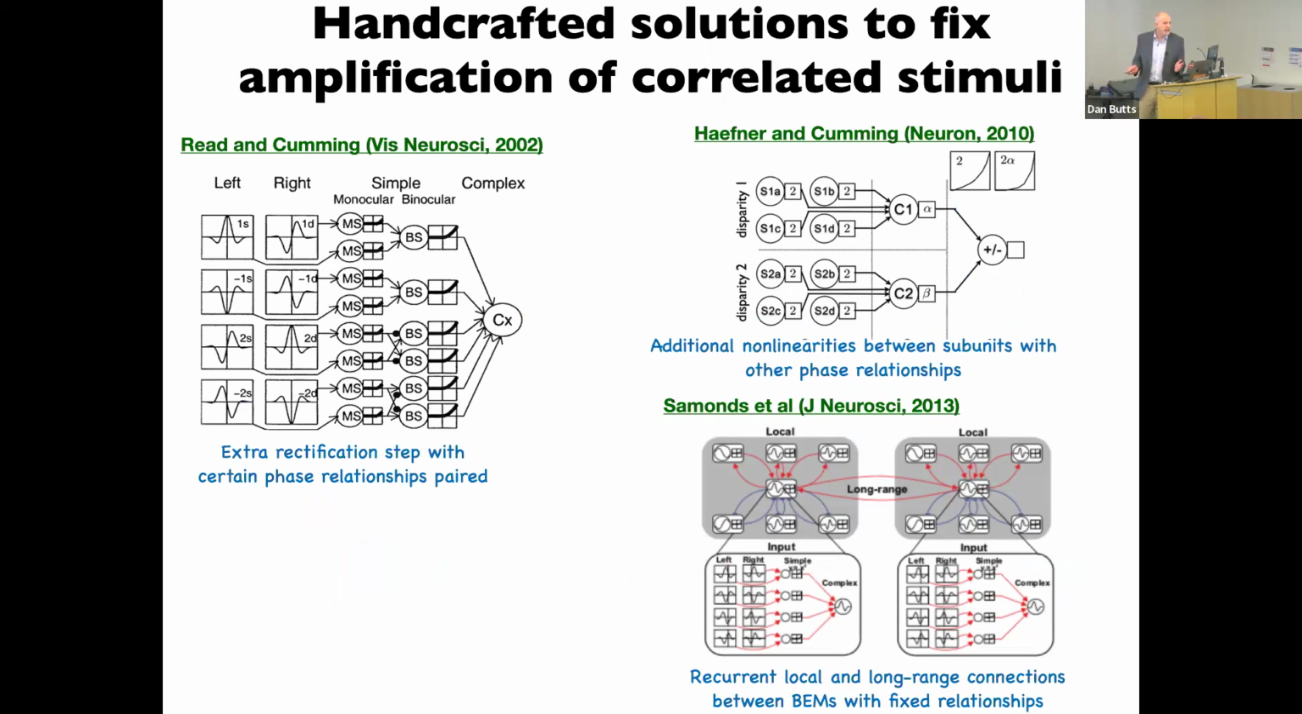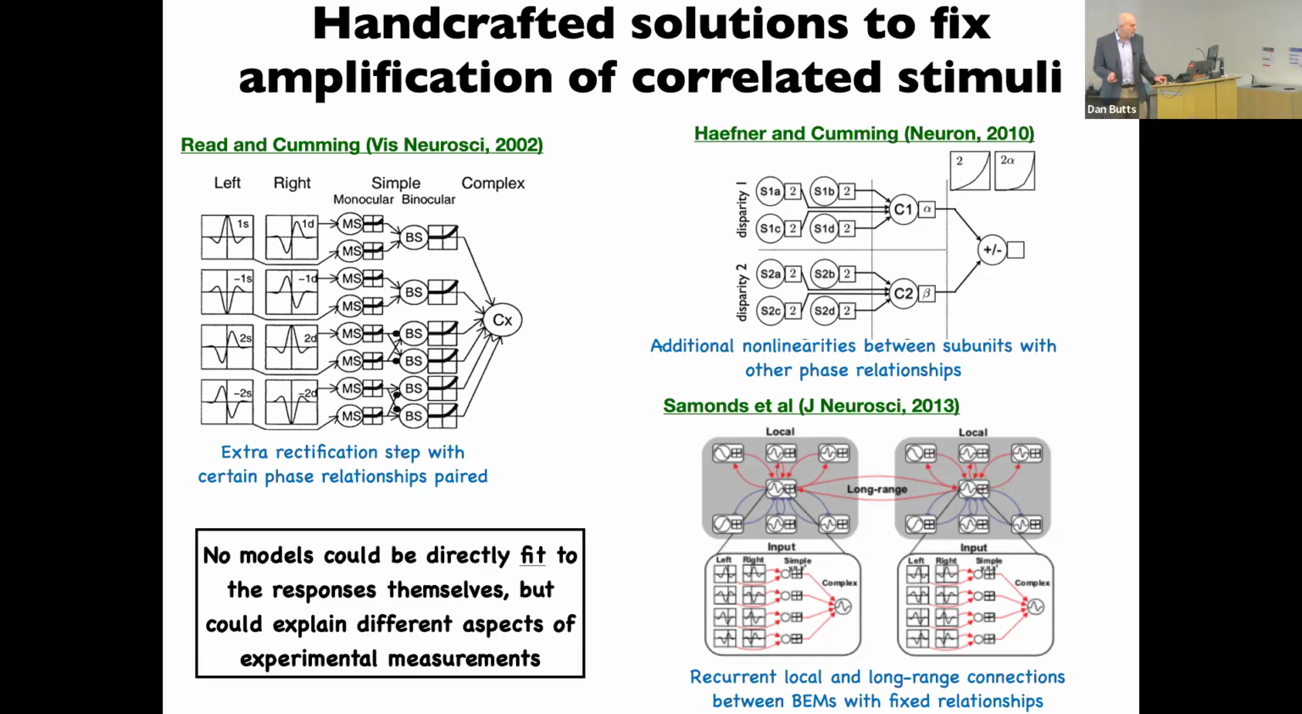What I'll say though is this is still handcrafted. I've been calling these handcrafted solutions because these are still things that could be presented fairly simply, and you can build a simple model to explain the disparity selectivity. So there's been a host of models to try to come up with reasons that the preferred disparity is selected for, and then the anti-correlated preferred disparity is attenuated. And some of these models have been refuted by later models, but for the most part, I just want to point out that no models could really be directly fit to the responses themselves.